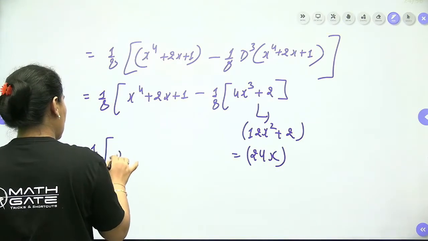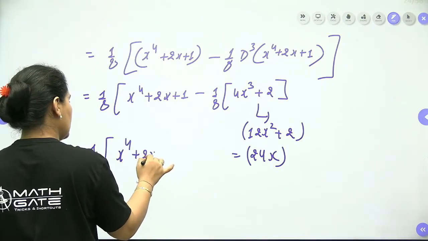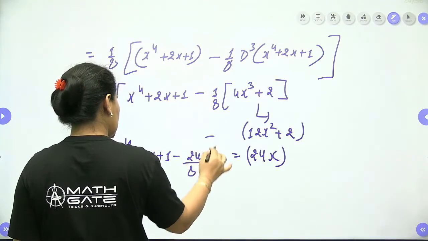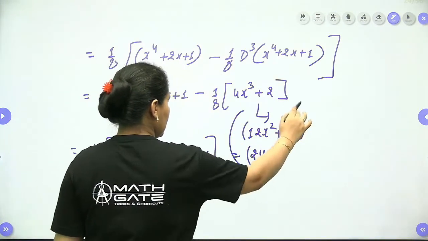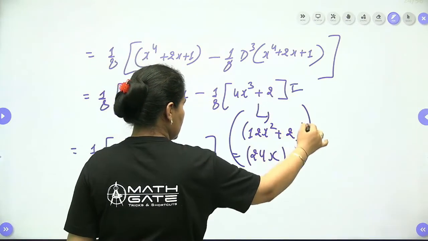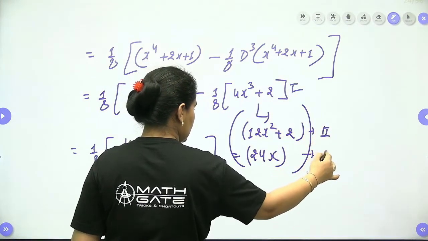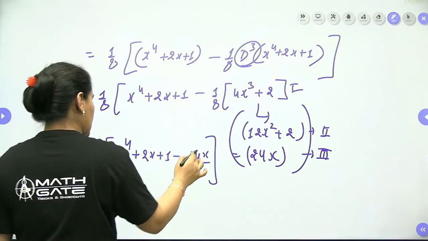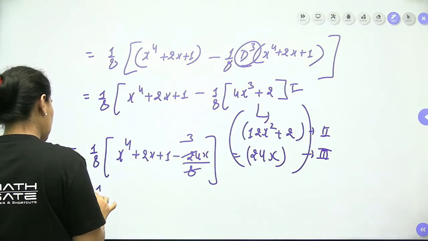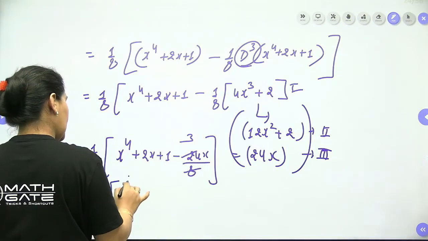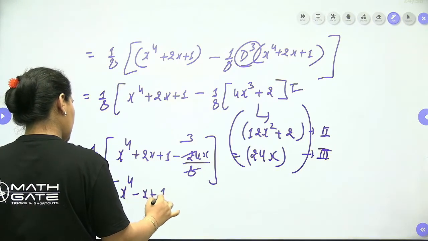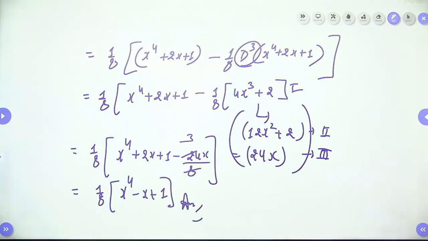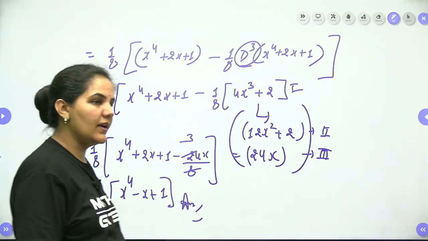So 1 by 8 x power 4 plus 2x plus 1 minus 24x by 8. Okay, clear? I think you are getting my point. This is the first differentiation, this is the second, and this is the third. We have to differentiate only 3 times. So the answer will be 1 by 8 x to the power 4 minus x plus 1 minus 3x plus 2x. It will be minus x plus 1. Hence this will be my answer.